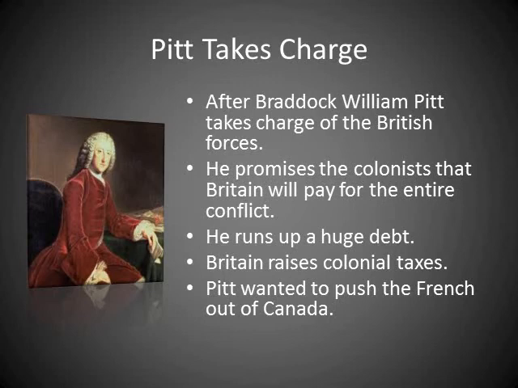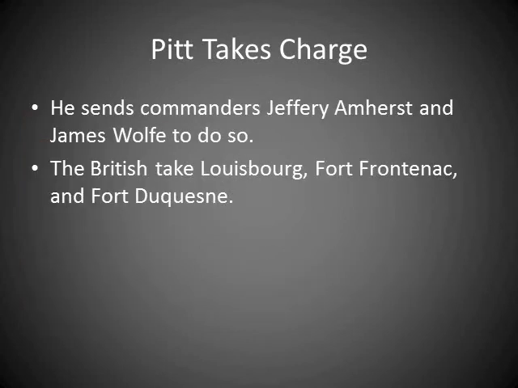So what he ends up doing is he hands it over to a couple people. He hands it over to a man named Jeffrey Amherst and a man named James Wolfe. And he says, you're going to take the two biggest cities in Canada, Montreal and Quebec. And what I want you to do on the way there is basically decimate the French and Native American population as you travel there. And this is what they do. They take three forts back that were English. They take Louisbourg, Fort Frontenac, and Fort Duquesne. And they basically wreak havoc on the way up until they get to Quebec and Montreal. Jeffrey Amherst goes to Montreal and James Wolfe goes to Quebec.